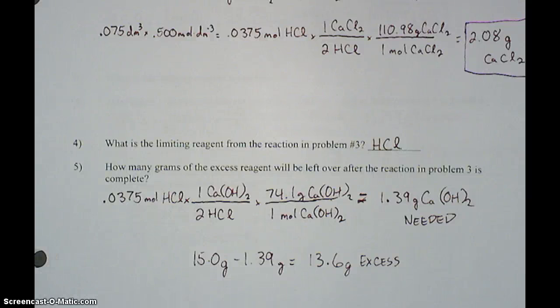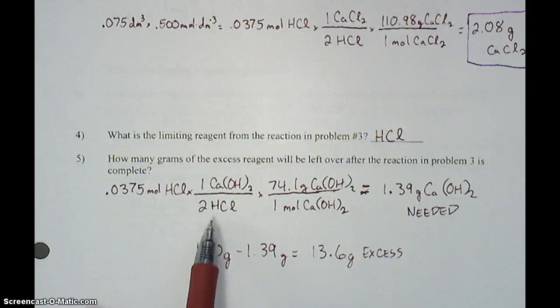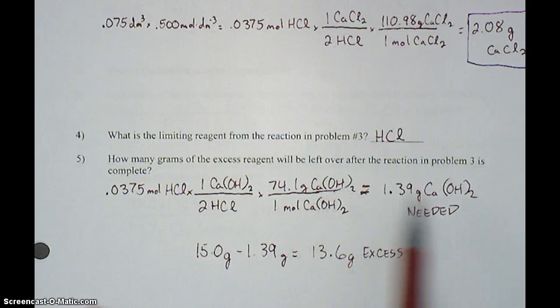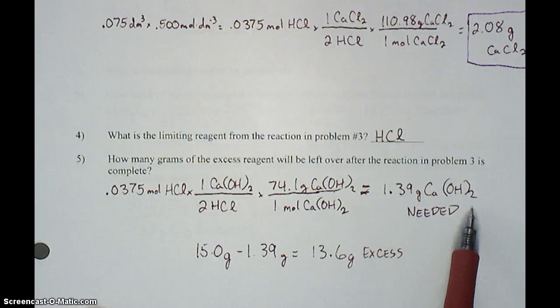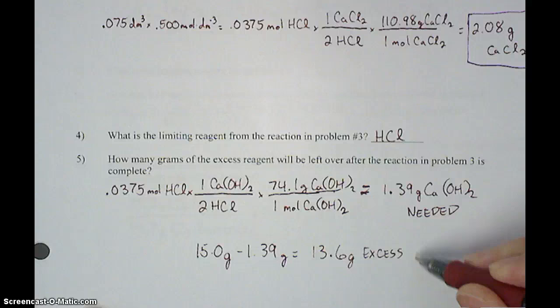The next part is to find out how many grams of excess reagent will be left over. So I take my moles of HCl that I found from problem number 3, and for every 2 moles of HCl, there's 1 mole of calcium hydroxide. Use the periodic table, find the molar mass, and that tells me I will need 1.39 grams of calcium hydroxide in this reaction. We're told in problem number 3, however, that we have 15 grams of it. So if I take 15 grams minus my 1.39 grams, I'll get 13.6 grams of excess calcium hydroxide.